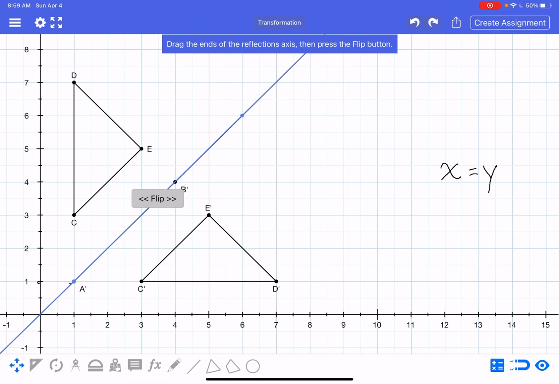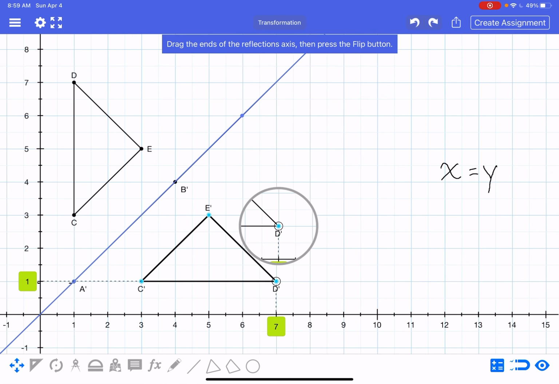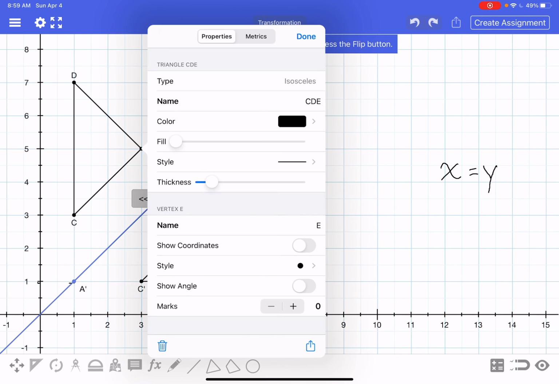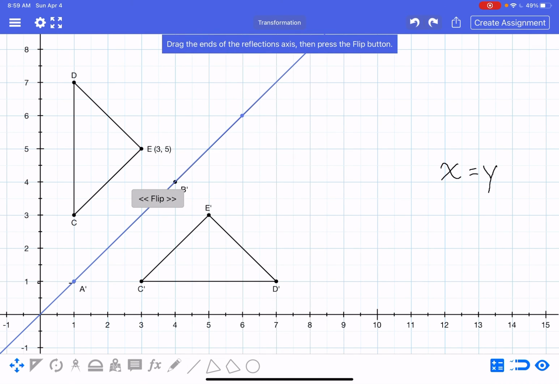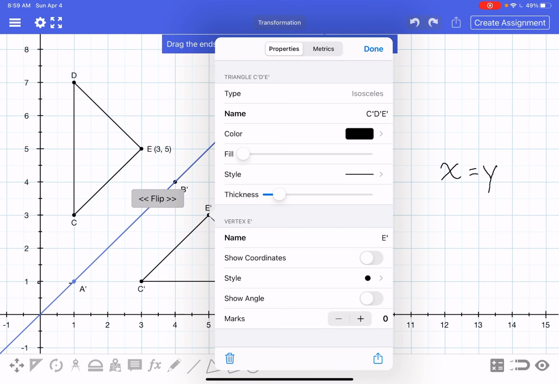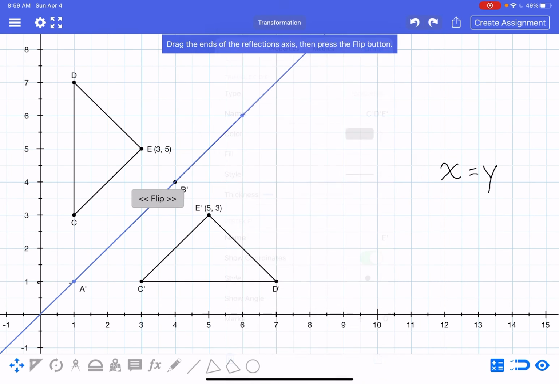And then here's D. Okay, think in your head what it is. I'm just going to give you a chance to think about it. Okay, hopefully you said D is at 1 and 7. Now, the image of D is flipped, right? And that's 7 and 1. And then finally, E, well, I'm sorry. Well, we can even show the coordinates. There we go. So E is at 3 and 5. And then the image of E is flipped, right? 5 and 3.